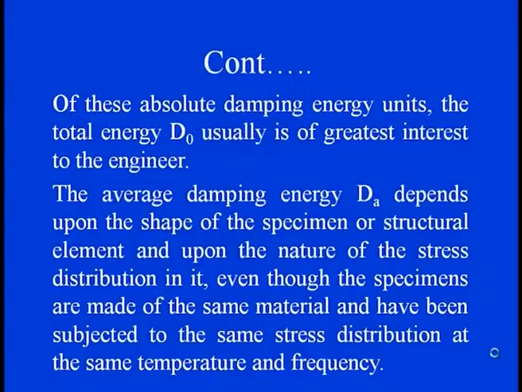So, these are the three damping features: D0, total damping; average damping dA; and specific damping D. Of all these, we need to first go with the absolute damping energy unit, which is nothing but the total energy D0, always one of the specific parts of the damping. So, as we discussed the three dampings, out of these three, the absolute damping energy unit, which simply shows the total energy D0, is the main interest of the engineers.